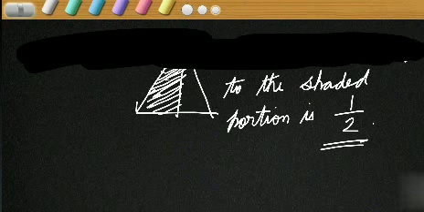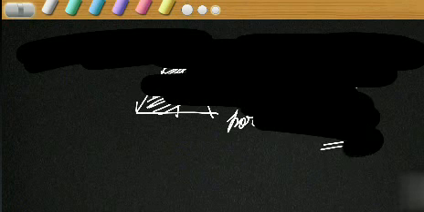Have you understood the concept of shaded portion, fraction? Have you understood what is the meaning of fraction? Is it clear? Okay. Now stop writing. After completing this, stop writing. I am going to give one more important concept regarding the fraction.